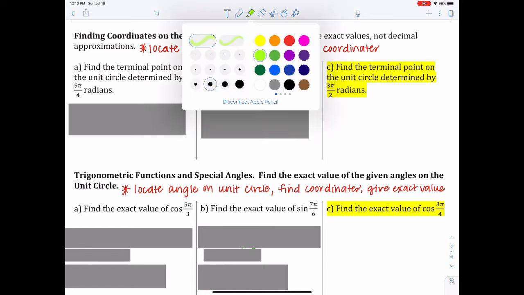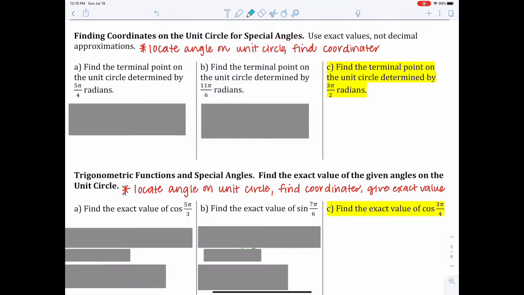So what do we have here? So let me find a color. So we wanted to find the terminal point on the unit circle determined by 5 pi over 4 radians. So our job is to find 5 pi over 4 radians on our unit circle and just give the points, the ordered pair associated with that angle measurement.